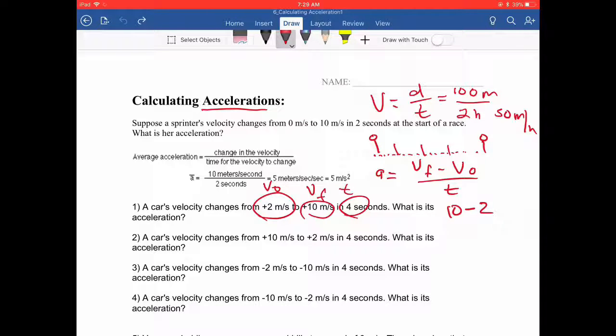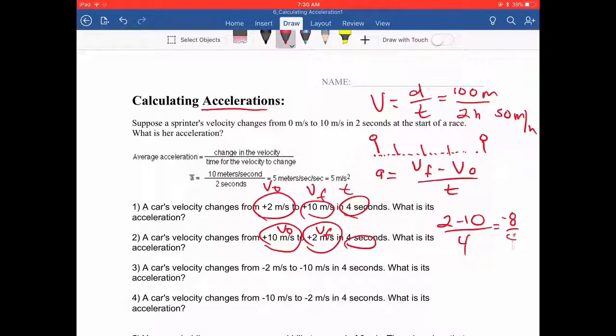Just going to get rid of my work here so we can have a clean slate. Number 2, car's velocity changes from 10 to 2, so it's going from originally 10, this is the VO, to 2, the final. So the final is slower than the original, so it should be a negative number. And it's the same 4 seconds we just had. Looks like the numbers are just reversed. So the final's 2, so it'd be 2 minus 10 divided by 4. And it's negative 8 divided by 4, or negative 2 meters per second squared. It's negative. It's decreasing. It's slowing down.